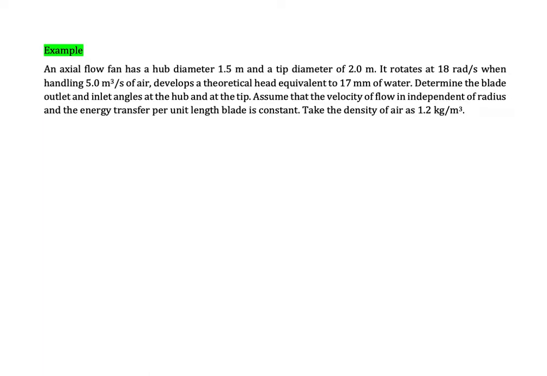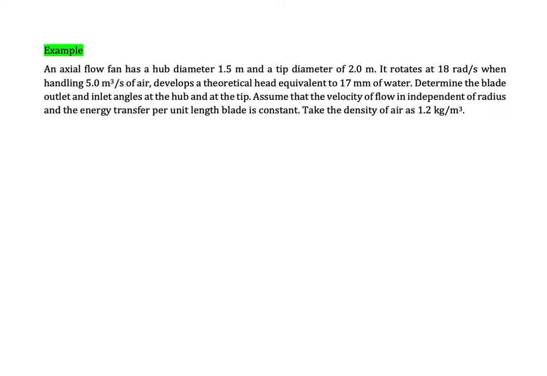An axial flow fan has a half diameter 1.5 meter and a tip diameter of 2.0 meter. It rotates at 18 radian per second when handling 5 meter cube per second of air. Develop a theoretical head equivalent to 17 millimeter of water. Determine the blade outlet and inlet angle at the hub and at the tip. Assume that the velocity of flow is independent of radius and the energy transfer per unit length blade is constant. Take the density of air as 1.2 kg per meter cube.